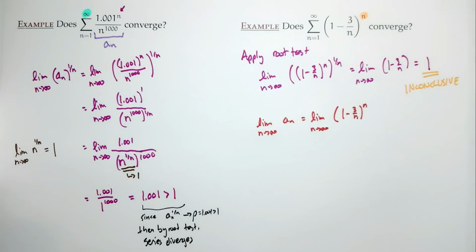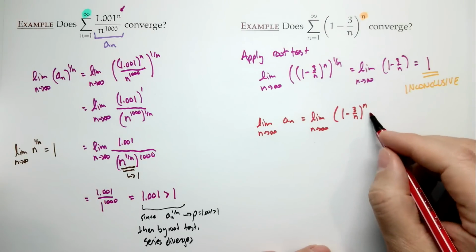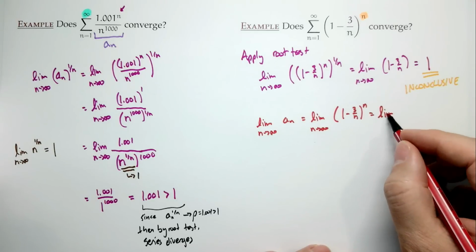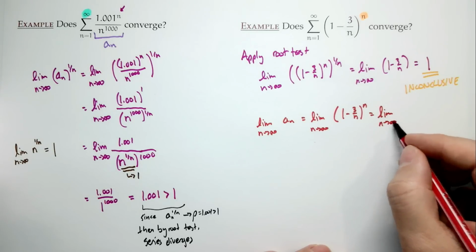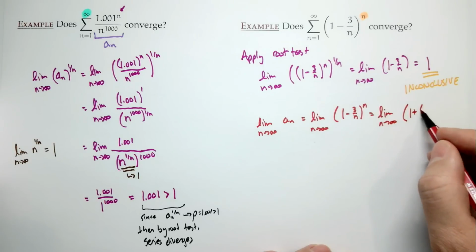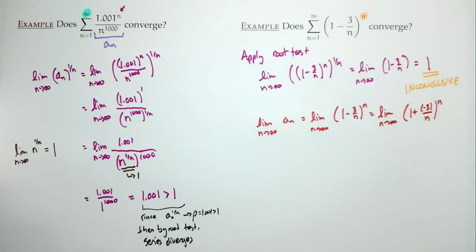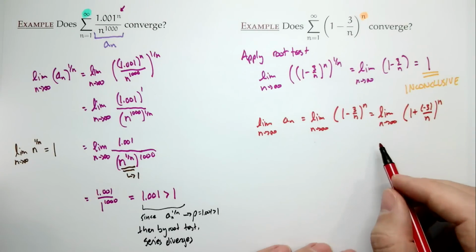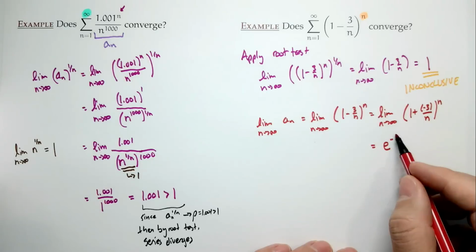Now let's see if you remember what we said this was. Do you remember what it is? Another way we could write this, if it helps, is the limit as n goes to infinity of (1 plus negative 3 over n) to the nth power. And that is e to the minus 3.